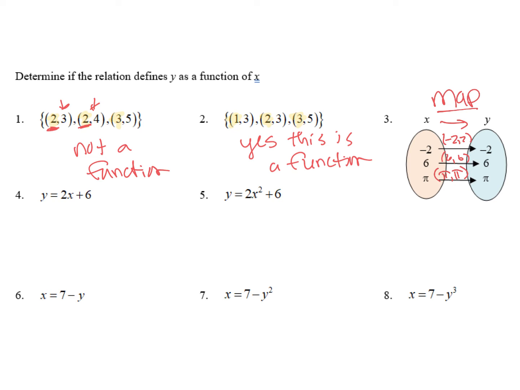Notice that -2 does not go to 2 different y values. 6 doesn't go to 2 different y values, nor does pi. Therefore, this is a function.